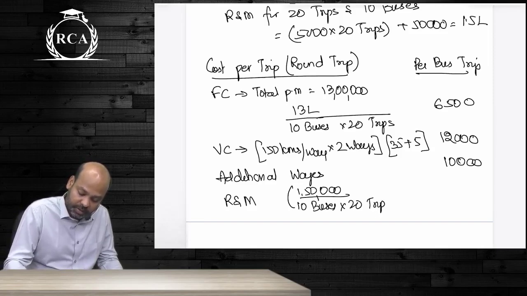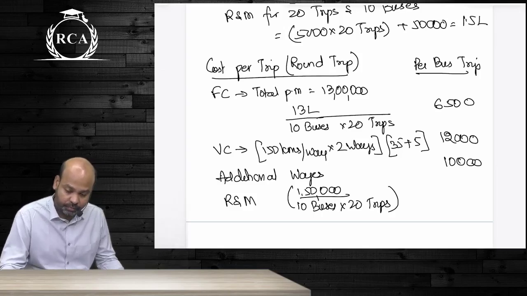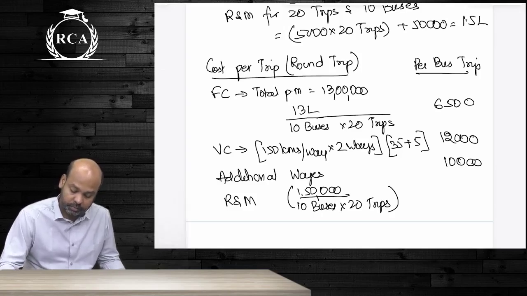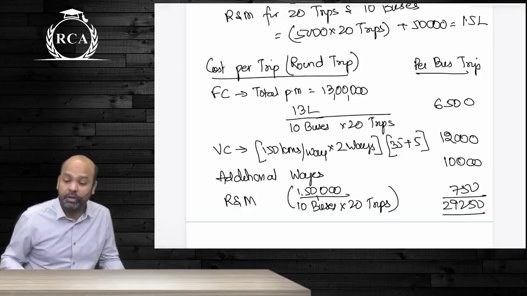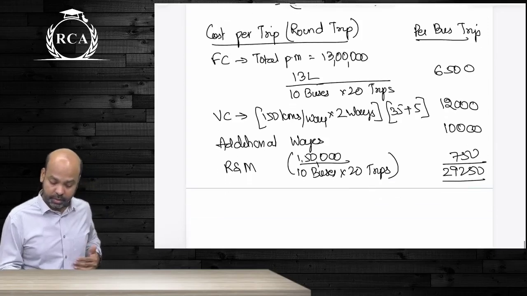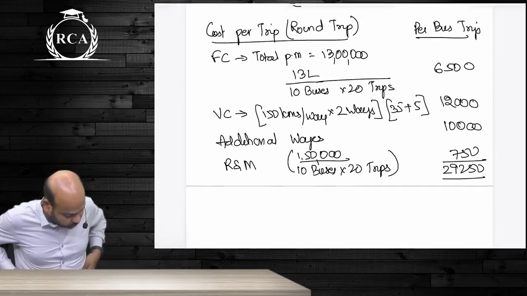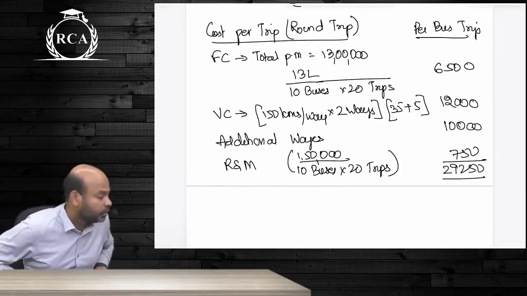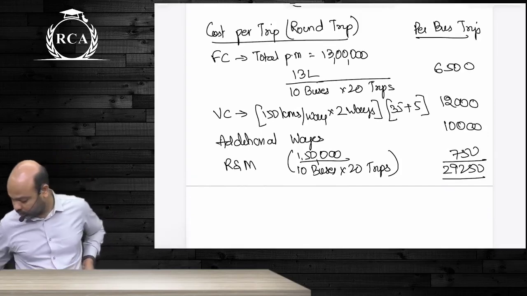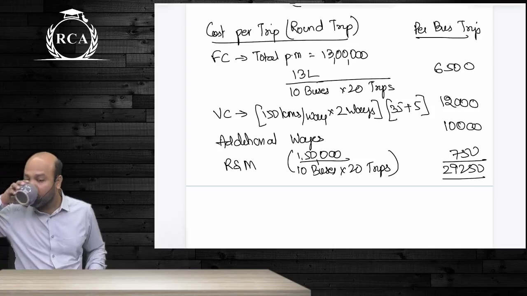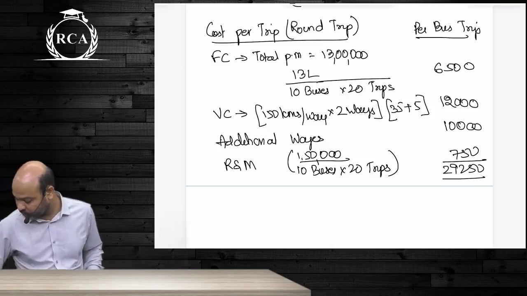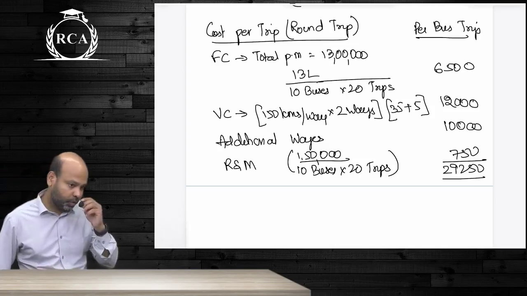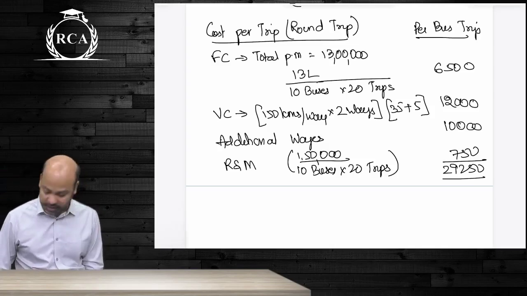20 trips. Can you do this better? Add all of them, you should get that answer guys. 29,250. आ गया? हो गया बेटा. 29,250 guys is the total cost here.